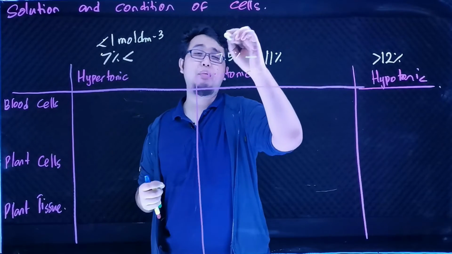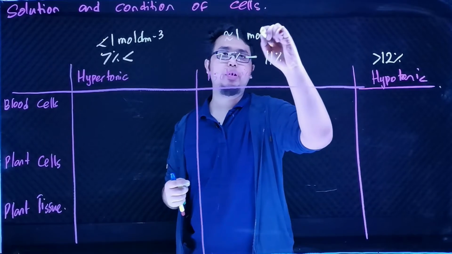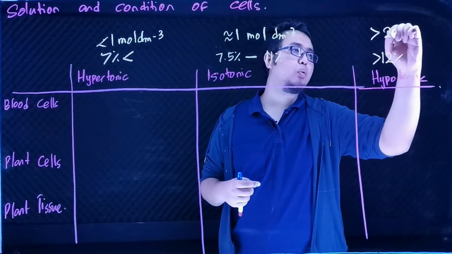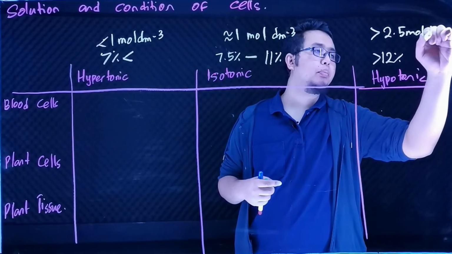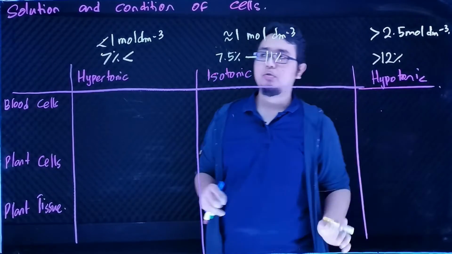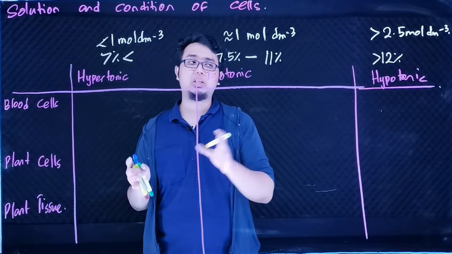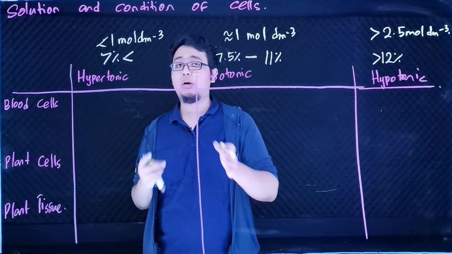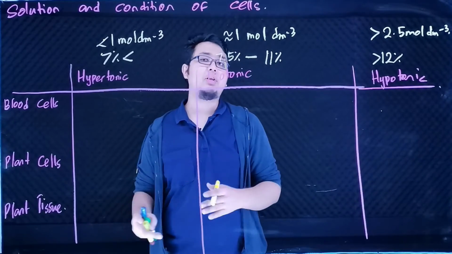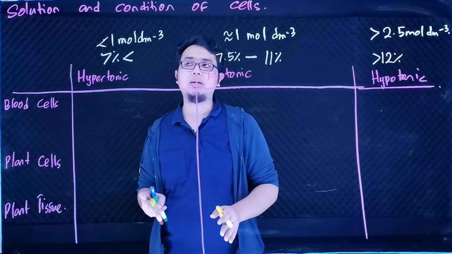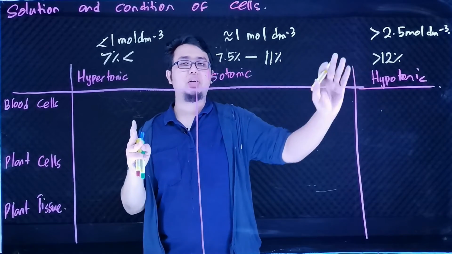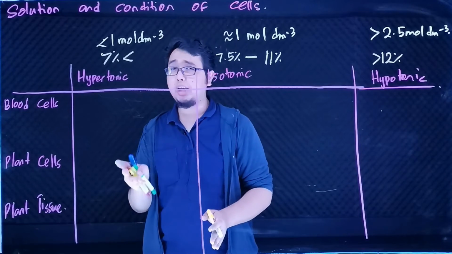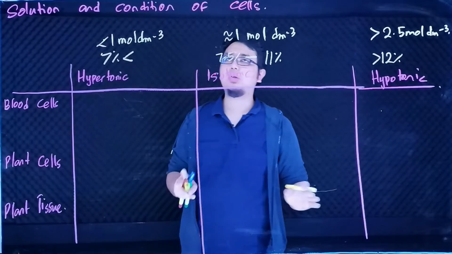For isotonic, somewhere around 1 mole per dm cube. And for hypertonic, it's above 2.5 mole per dm cube. Right? So these are the concentrations for each type of solution. It varies from book to book. Even your textbook has its own definition. Why does this happen? It is because these concentrations differ from molecule to molecule, from ion to ion.